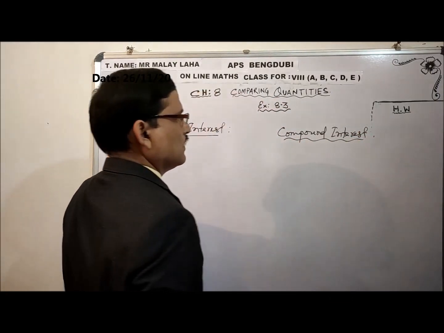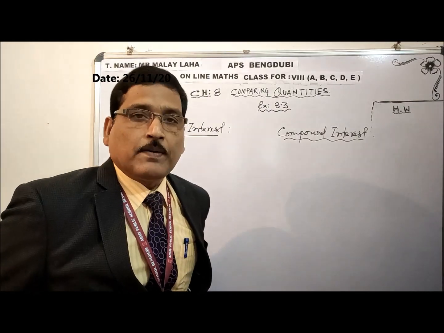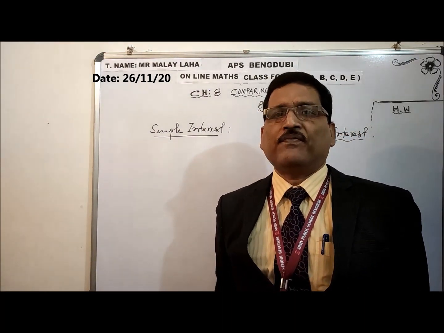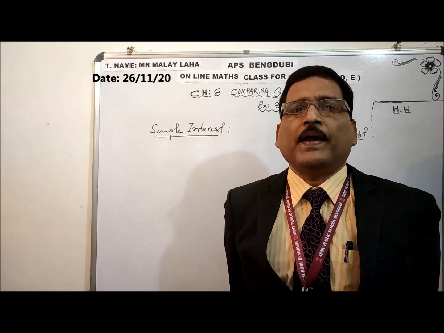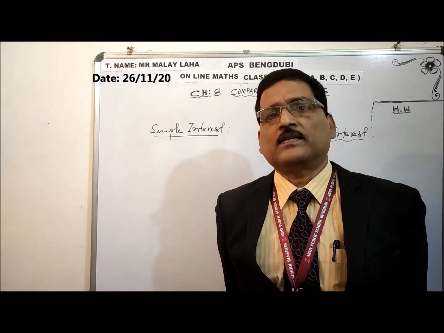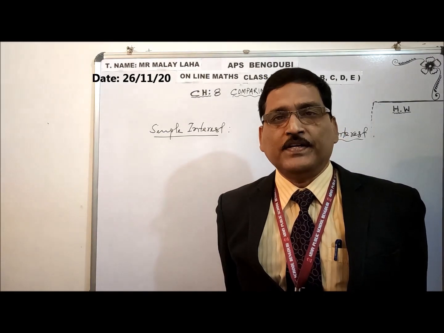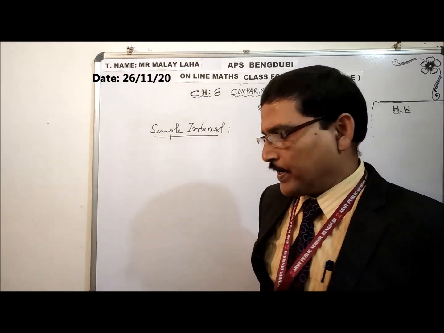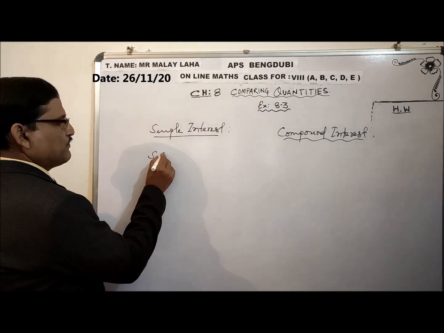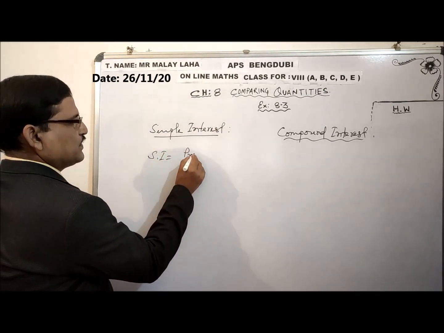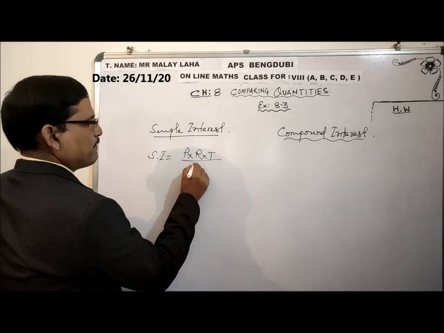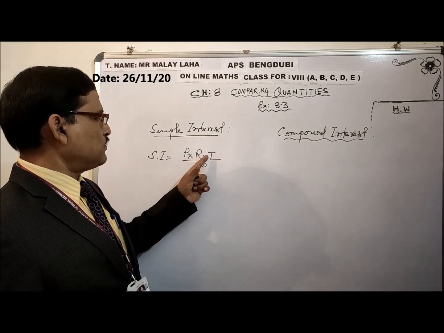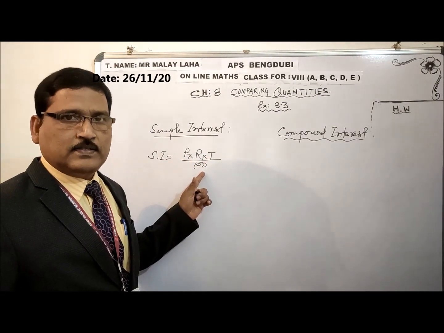Clear? So simple interest and compound interest, what is the basic difference between the two types of interest? In simple interest, suppose a sum of certain amount is kept in a bank for a certain period of time and at a certain rate. So what will be the interest after that stipulated period? We find this interest at a time. That is simple interest. SI, which stands for simple interest, equals P into R into T by 100. That you all know. Simple interest we find as principal into rate into time divided by 100.